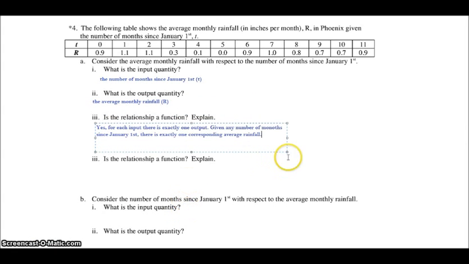So for each input, there's exactly one output, and given any number of months since January 1st, there's exactly one corresponding average rainfall. It's impossible to think, well, for this month, we're going to have two different average rainfalls. That doesn't make sense. And I accidentally put the same question twice. Let's move on to part B.